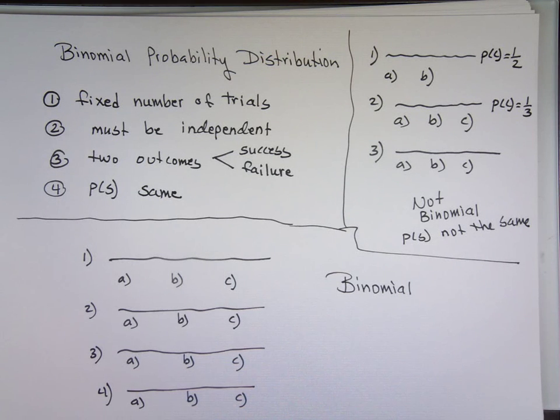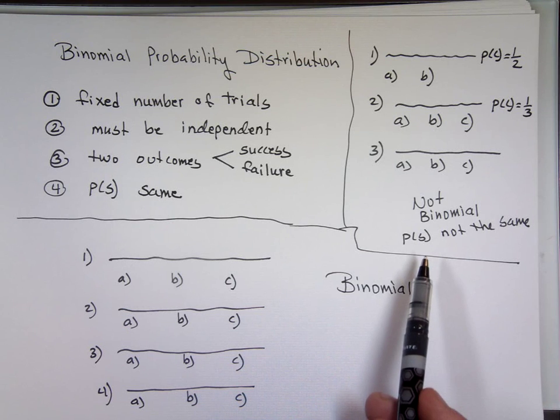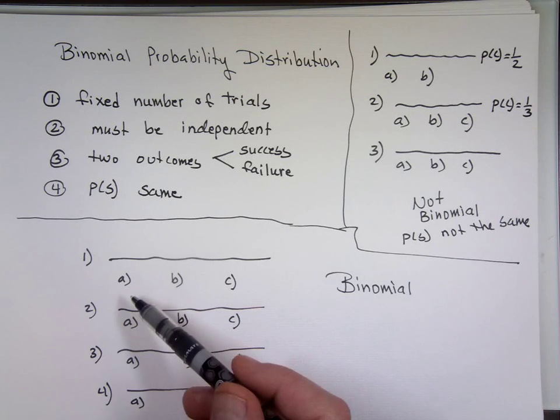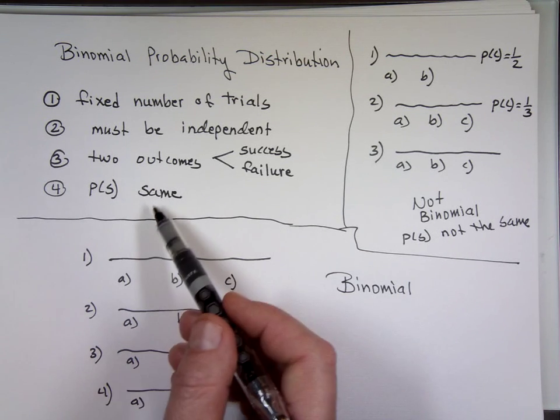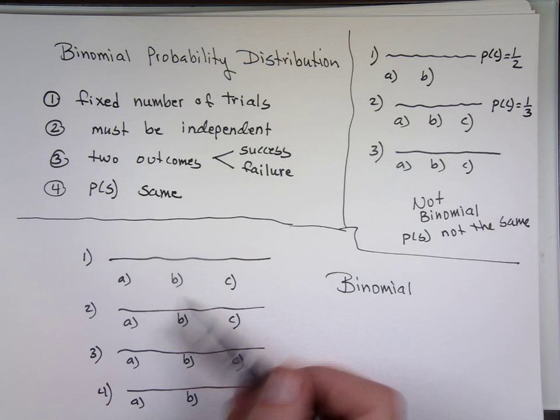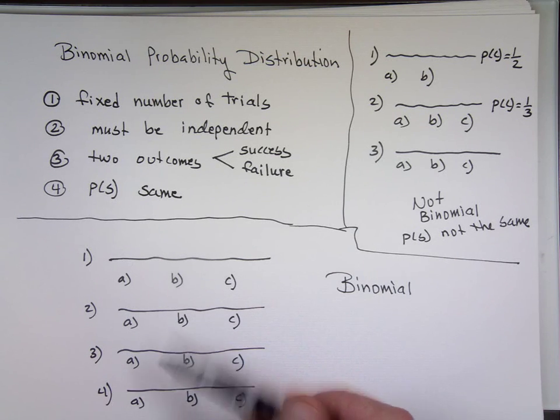Why? We have a fixed number. Rule 1 passed. Must be independent. Yes, they are. Must have two outcomes, reducible to 2. Yes: correct answer, incorrect. And the probability of success, assuming only one correct answer to each question, is the same. So that's a binomial.